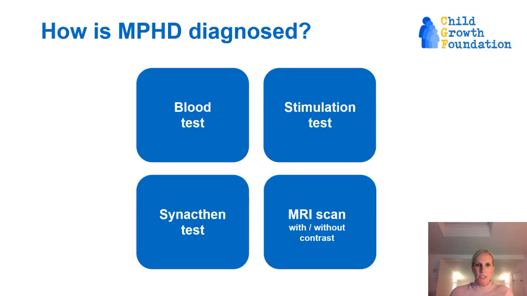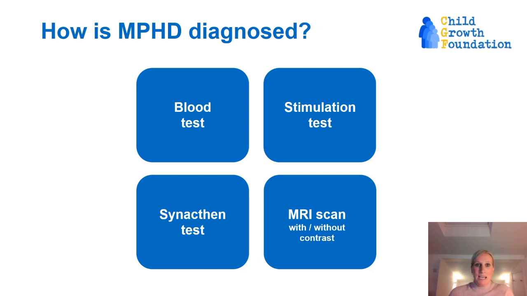So how is MPHD diagnosed? A number of blood tests will be taken, and then there's another couple of tests that can be done. A stimulation test, which is where your child will be given a drug directly into the vein or the muscle as an injection to stimulate the pituitary gland to produce growth hormone. And then blood tests will be done after you've had the stimulant to measure levels of growth hormone.